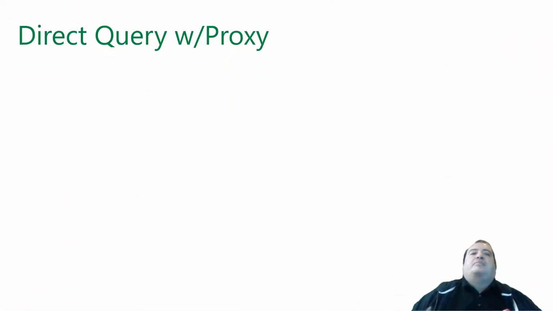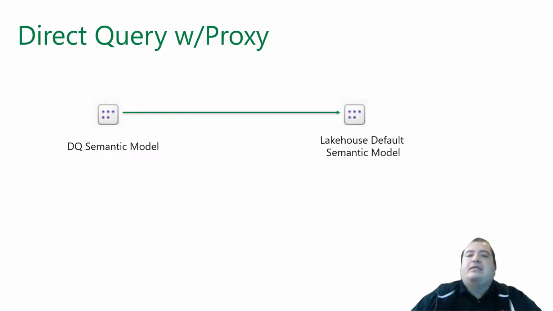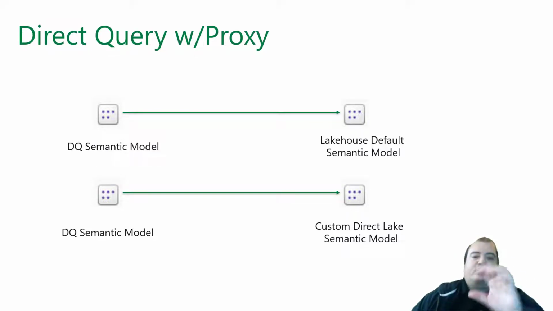When comparing the performance of direct query with a proxy, the process may be a bit more complex. Why? We have at least two different scenarios. One scenario is where our direct query semantic model is linked to the lakehouse, the full semantic model. And the second scenario is where our direct query semantic model is linked to a custom direct lake semantic model, not the default one, but a custom one created by us.